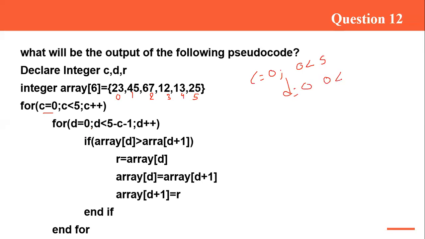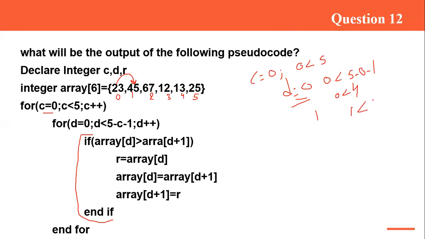Is 0 less than 5 minus C minus 1? That is not at all a problem for us. 5 minus 0 minus 1 is nothing but 0 less than 4. Yes, it is true. As it is true, it will enter inside and then compare AR of D with AR of D plus 1. What is the D value? 0. D plus 1 means 1. So index 0 is compared with index 1. AR of D means AR of 0, that means 23. Is 23 greater than 45? False. As it is false, the if condition will not be executed. After the if, what is there? The for loop. So it will go back to the D loop, the C loop is outside. In the D loop, D plus plus happens and the D value will become 1.